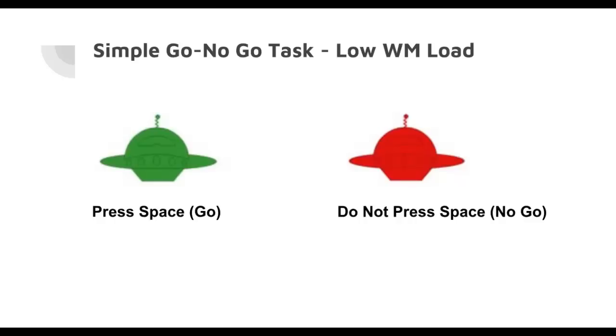Individuals are asked to sit down, say in front of a computer, and they're asked to press a certain button if they see a green spaceship. So in our case, they're pressing the space bar if they see a green spaceship, and they're asked not to press the space bar if they see a red spaceship. Since this is a very simplistic case, researchers called this a low working memory load scenario.